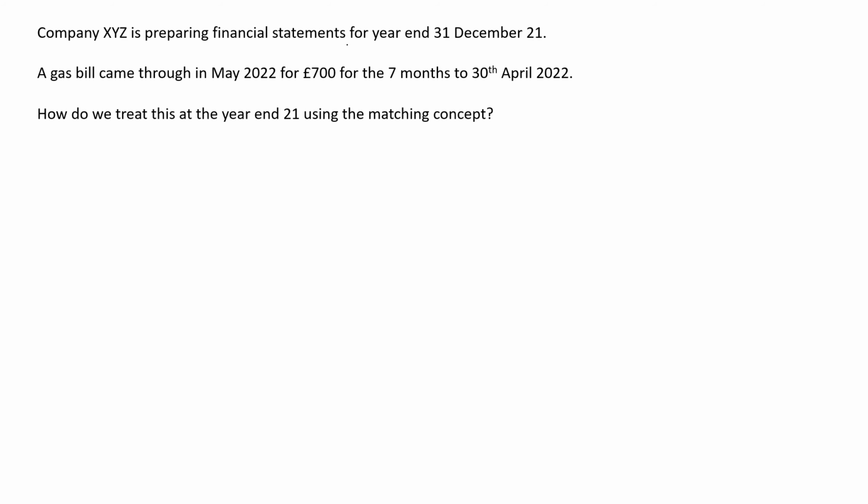Now, I need to use an example to explain this a bit more. So we have a company preparing year-end accounts for this date. A gas bill came through after the year end for £700 for this period. Okay, so we know the invoice relates to this 7-month period. How do we treat this at 21?